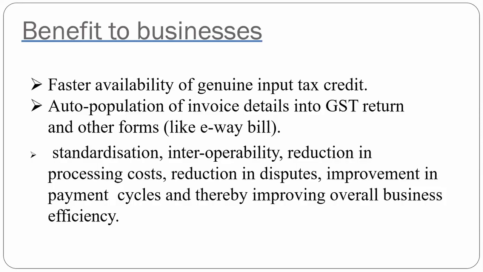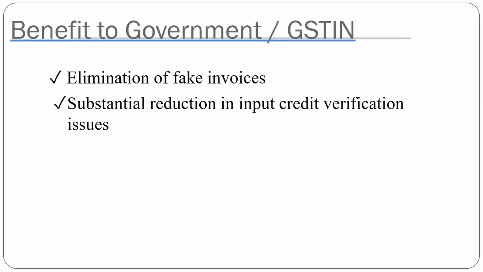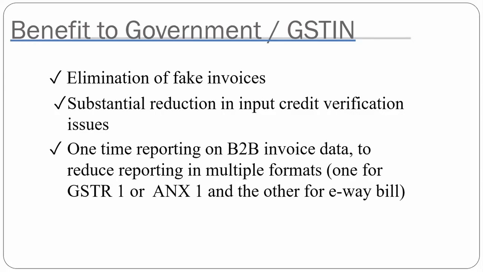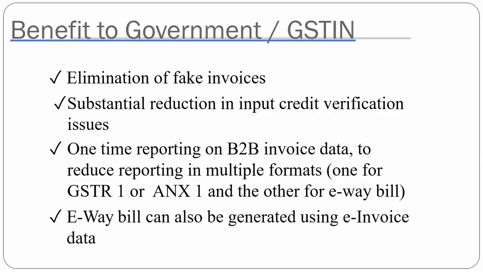Standardization, interoperability, and reduction in processing cost finally bring improvement in payment cycles and thereby improve overall business efficiency. Apart from the money that I showed you at the start that the government is getting, they are also getting rid of fake invoices. Input tax credit verification is something really wonderful, and GSTR data is getting updated.